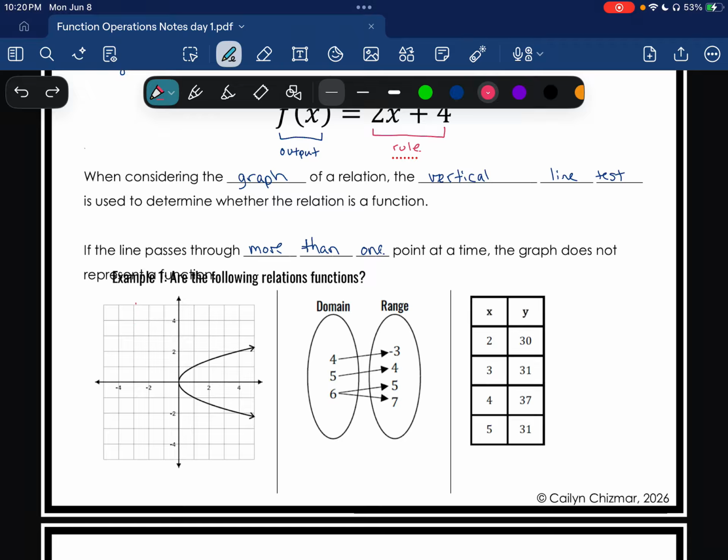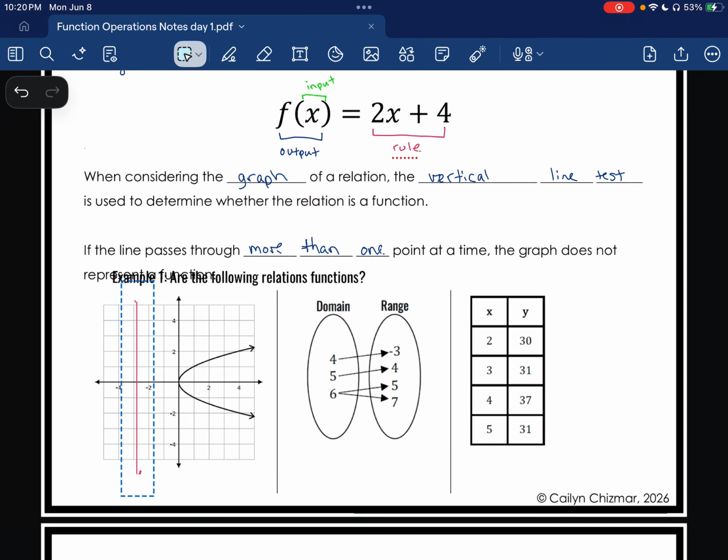Right, next. So this is a mapping diagram. It shows you my domain, and then there's arrows showing what things go to in the range. And so right here, notice 6, 5, and 7. Oh, we can't have that, right? So no, this is not a function because 6 has 2 outputs.